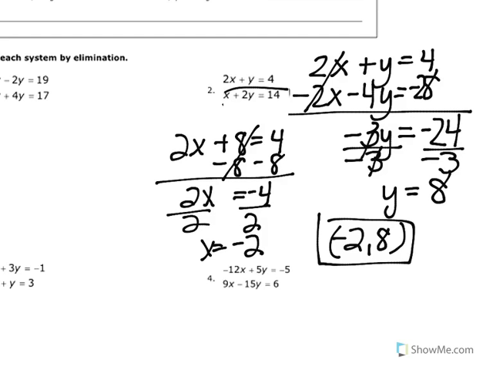So the first time I put it into this equation and got negative 2. The second time I put it into this equation and got negative 2. It works out either way. You know why? Because math is cool. Okay, let's go on to number 3.